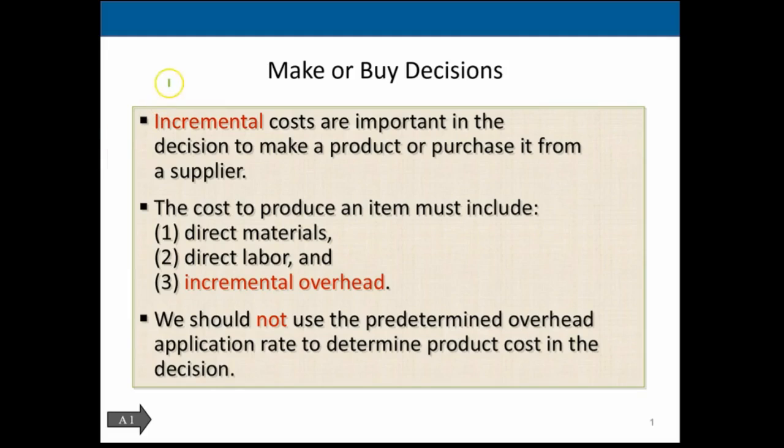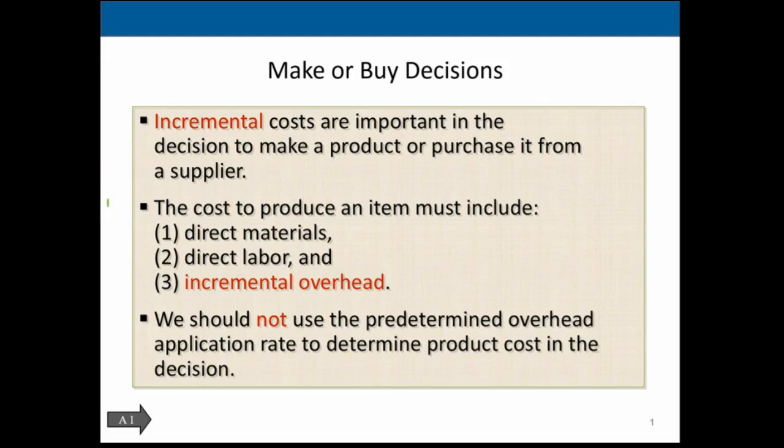We want to make the decision at the margin. So in this case we're going to take a look at make or buy decisions. Should we make something internally or should we buy it externally? We're going to start off with the incremental costs that are important in the decision to make a product or purchase it from a supplier. So what are the incremental costs? Those are the costs at the margin. Those are the costs from here forward that it would take in this decision. Those are the relevant items.